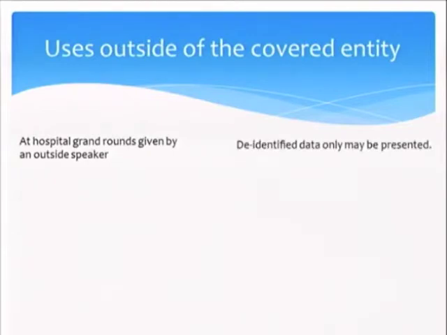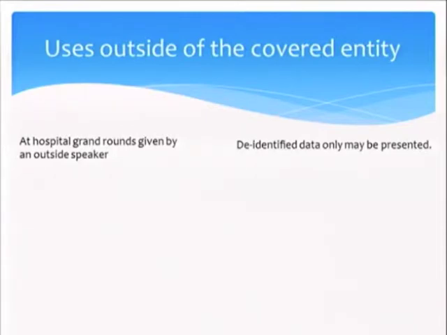In that case, that same presentation given outside of his home hospital must be de-identified. That means none of those 18 identifiers may be allowed, because when that grand rounds speaker comes to your hospital, you have no relationship with the speaker or the original hospital. And therefore, he may not use or disclose protected health information in your hospital, and thus it must be de-identified.